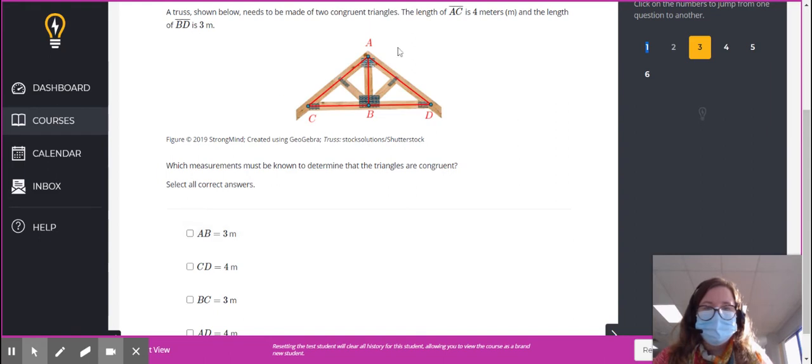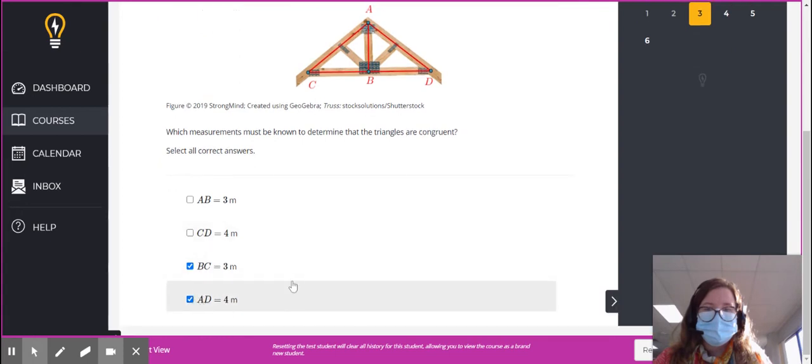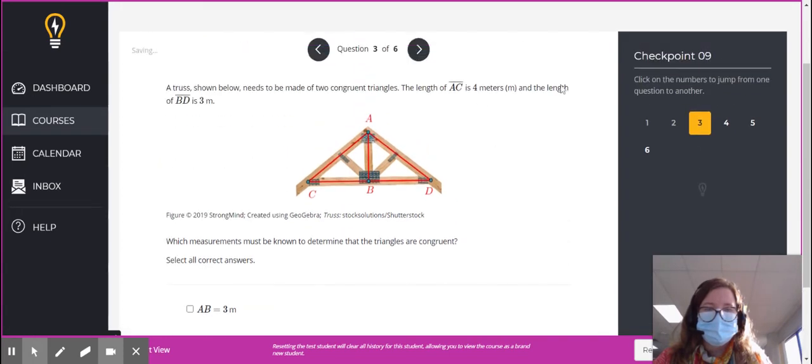So we were given AC and BD. We would not want to know CD, that's not necessarily going to help us. BC, yep, we'd want to know that BC, and it should be the same thing as BD. So BD, BC, good. And then AD, we want to know AD. That was 4. Let's make sure that matches what they had. 4. Yep, there we go.